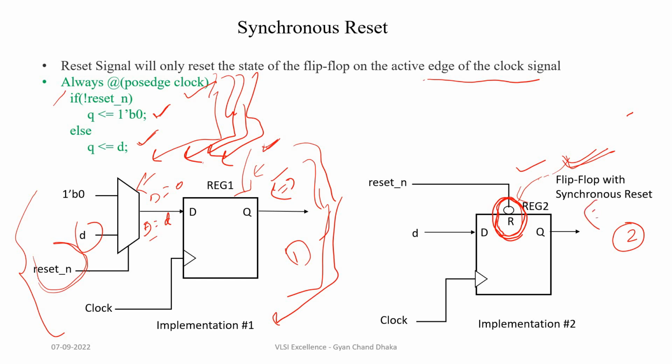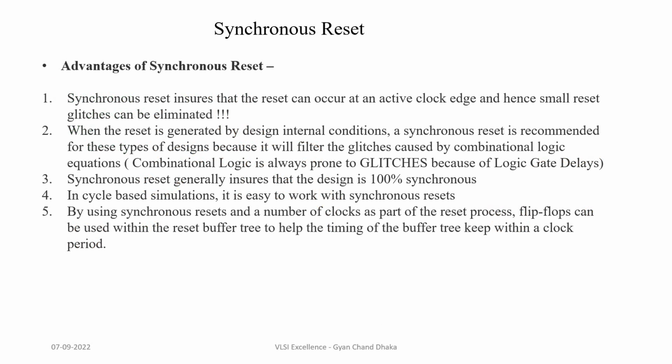So I hope this synchronous reset is clear. Now let's see what the advantages of synchronous reset are. Synchronous reset ensures that reset can occur only at an active clock edge, and hence small reset glitches can be eliminated. Suppose you have a reset signal which is something like this, and this is scenario 1, and in another scenario the reset is something like this. So actually this is the reset signal, or expected reset pulse.